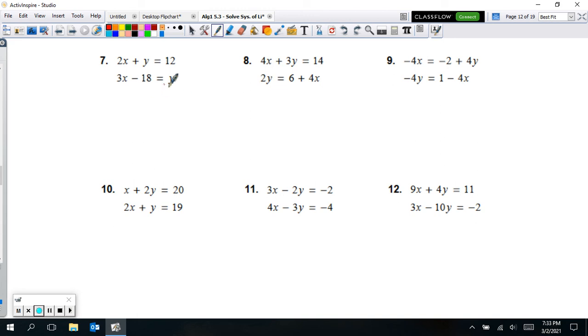But we'll need to adjust these. If we're going to try to use elimination, we would move the y to this side and move the 18 to the other side. So basically switch places with the 18 and the y. I'm going to do that on number 8. I'm going to have you come back and do 7. I'll do 8 and 9.